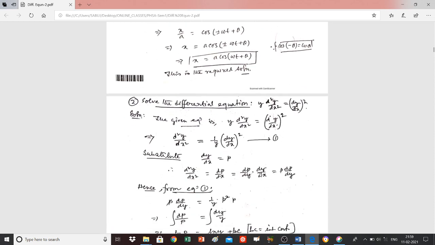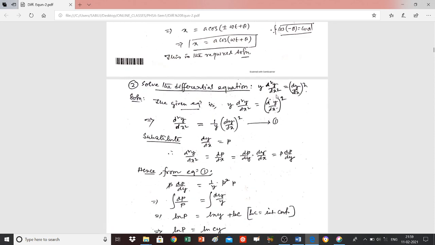Another problem is there, that is y d2y by dx square plus dy by dx whole square. We have to solve this equation.